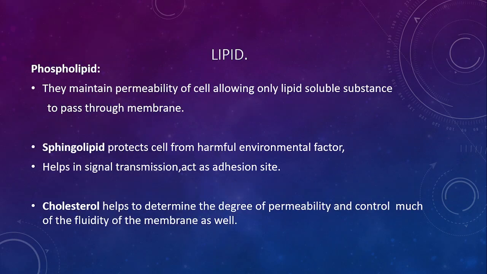Now comes the functions of lipid. The main function of lipids, especially the phospholipid, is to maintain the permeability of the cell, allowing only lipid soluble substances to pass through the membrane. Sphingolipid protects the cell from harmful environmental factors, helps in signal transmission, and acts as an adhesion site. Cholesterol helps to determine the degree of permeability and controls much of the fluidity of the membrane as well.